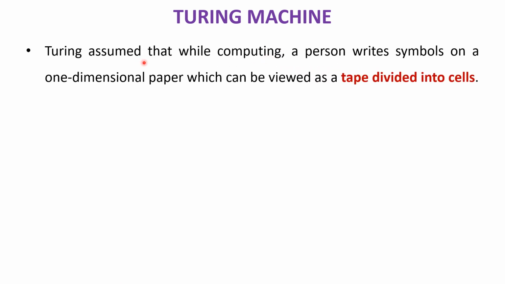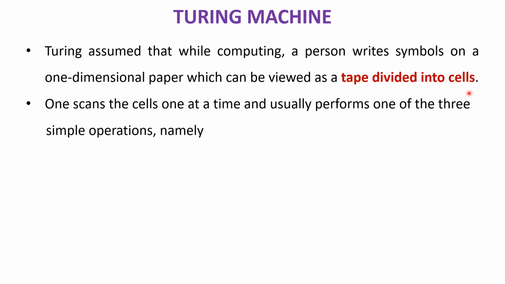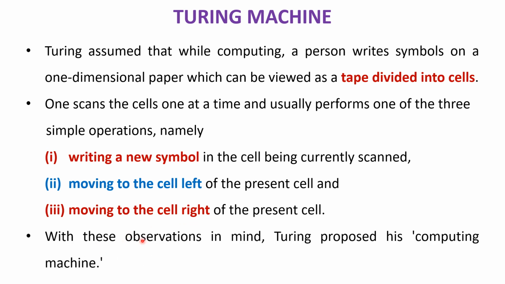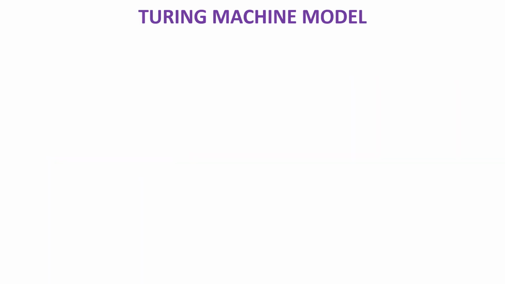Turing assumed that while computing, a person writes symbols on a one-dimensional paper which can be viewed as a tape divided into cells. One scans the cells one at a time and usually performs one of three simple operations, namely writing a new symbol in the cell being currently scanned, moving to the cell left of the present cell, and moving to the cell right of the present cell. With these observations in mind, Turing proposed his computing machine.